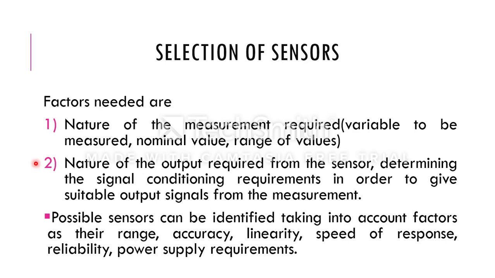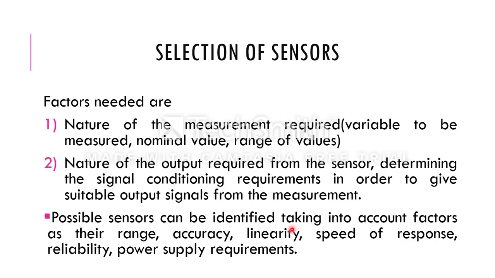Next, how do we select the sensors? What are the terms required for selection of sensors? The main thing is the nature of measurement required, that is which type of measurement is required, maybe only the nominal value or the accurate value, the range of values, all those terms. Next, the nature of output required from the sensor, like whether signal conditioning has to be given, or a rough output is enough. Those terms have to be considered for the nature of output.